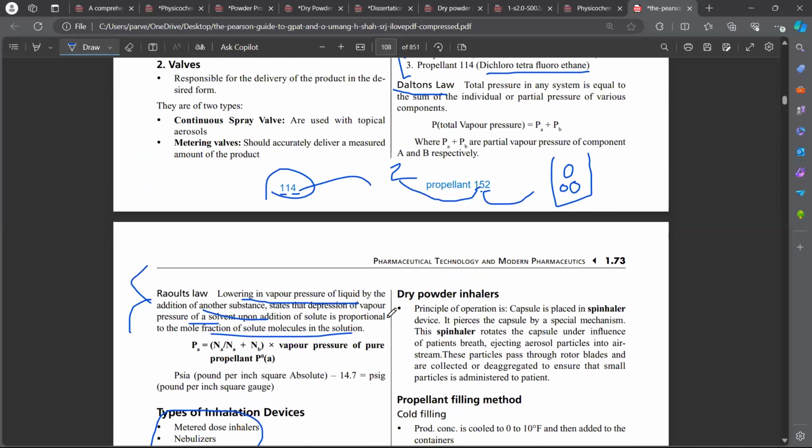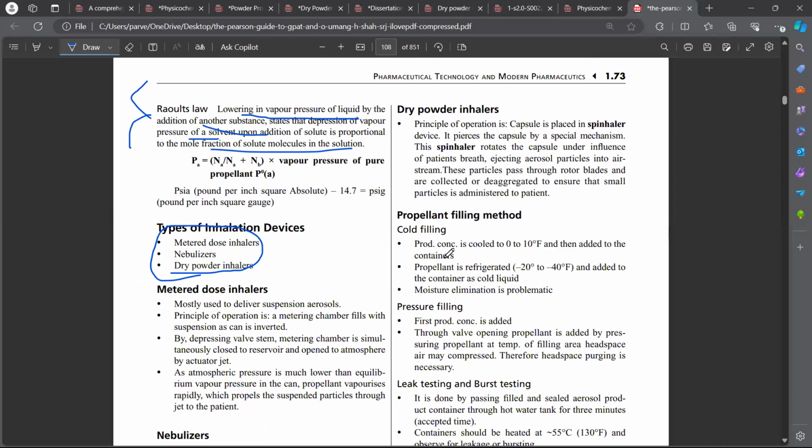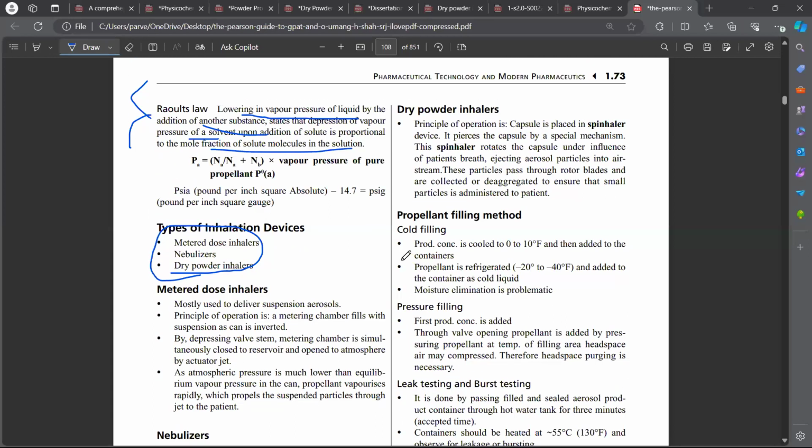So in dry powder inhalers, only the powder is present, and the patient applies force to inhale the compound. Next, propellant filling methods are very, very important. So we have to know the propellant filling method. Mainly two types of methods are generally used for filling the propellant in the metered dose inhaler, which include cold filling and pressure filling.